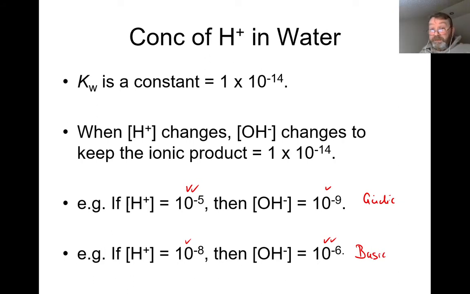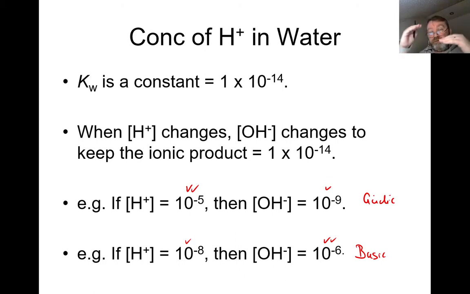So really, at the end of the day, when you multiply H plus by OH minus ions, you'll always get 10 to the minus 14. In water, at 25 degrees under normal conditions, the H plus concentration will be 10 to the minus 7. The OH minus ions will be 10 to the minus 7, giving you a neutral solution with a total combination ionic product of 10 to the minus 14.